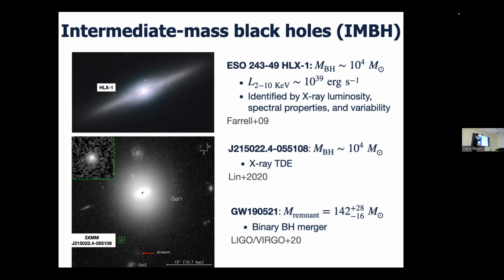And both of these are consistent, using different methods, with a black hole mass of 10^4 solar masses. Okay, so that's sort of an IMBH. And then there's this other one, which is GW190521, the LIGO-Virgo binary black hole merger, which had a remnant mass of 140 solar masses. So by the technical definition of an IMBH, it's bigger than 100. So that's an interesting candidate for an IMBH.